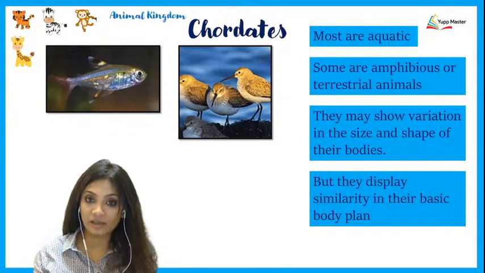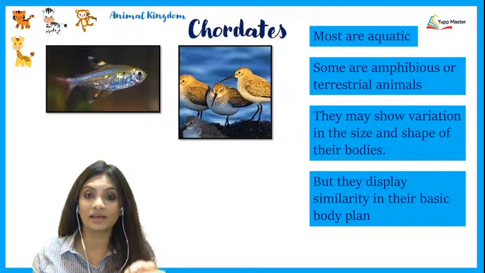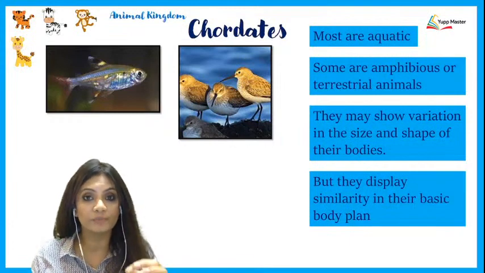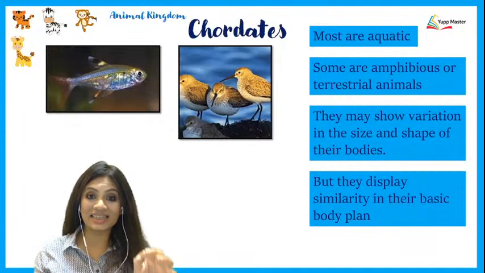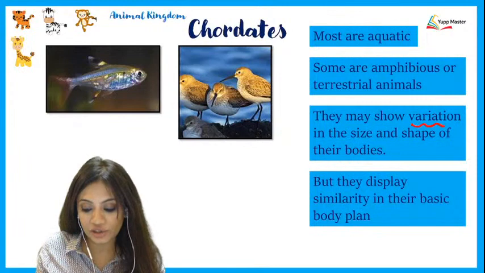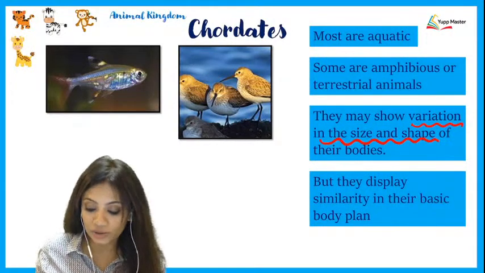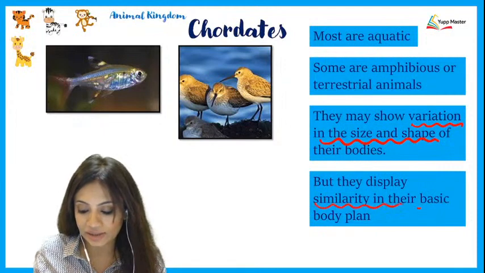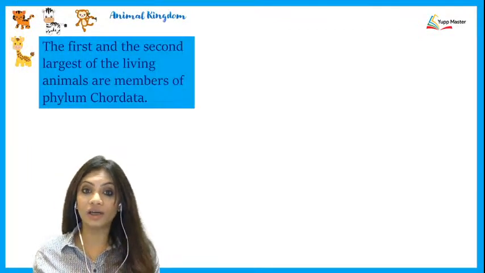Okay, but over here when we talk about chordates, the body plan is none other than the tube within tube. So we see that all the chordates are following the same body plan, but there may be variation in the size and the shape of their bodies, although there will be a similarity in their basic body plan. All right, so that was about the body plan of the chordates.